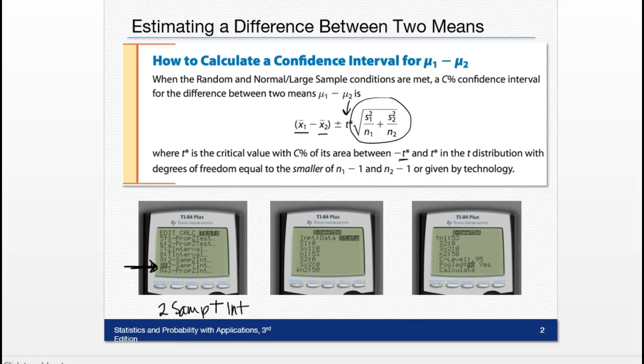Or they gave you the statistics, the x bars and the standard deviations, and you have all that information, so then you can use the statistics option. So let's say you click on the statistics option. Notice you have to plug in the x bars, the s, and the n's. You have to plug in a confidence level. And now you're going to see this new line that says pooled, yes or no. Always click no on that. Okay, just always click no. And then you go down to calculate.